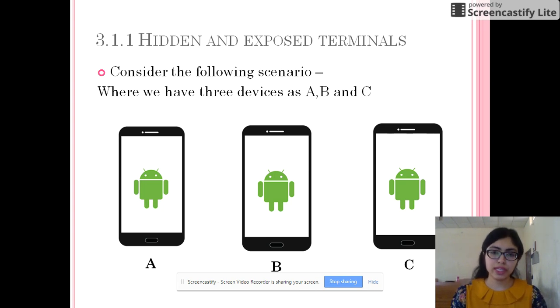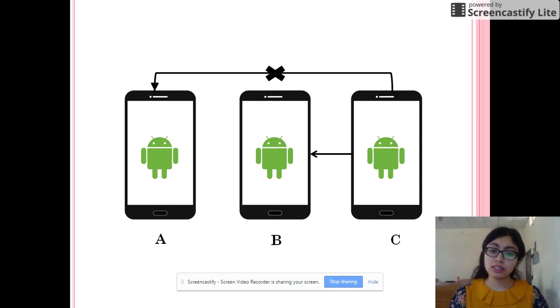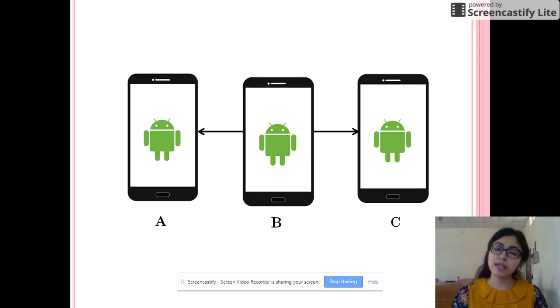First, I'll introduce hidden and exposed terminals. To understand this problem, let's consider three devices A, B, and C. Here, B is reachable from A, but A cannot detect or send anything to C. That is, C is hidden from A. Similarly, C can transmit data to B, but cannot see or detect A, so A is hidden from C. But B can reach both A and C.